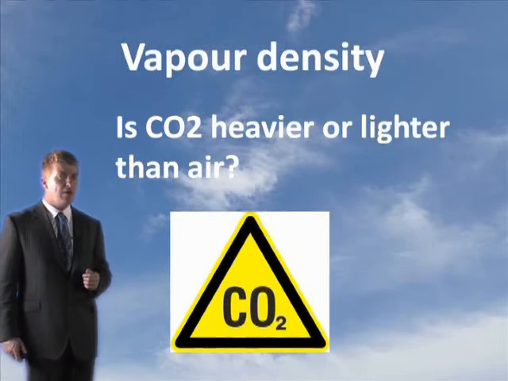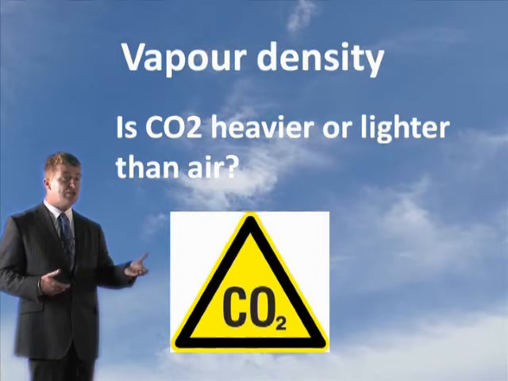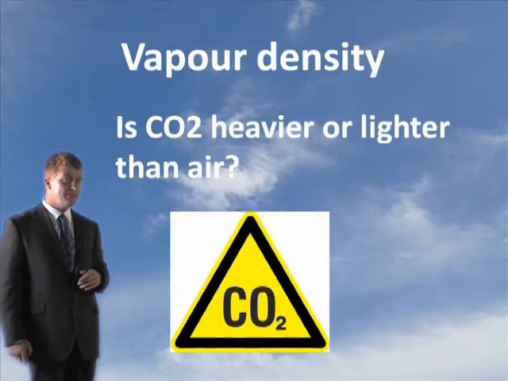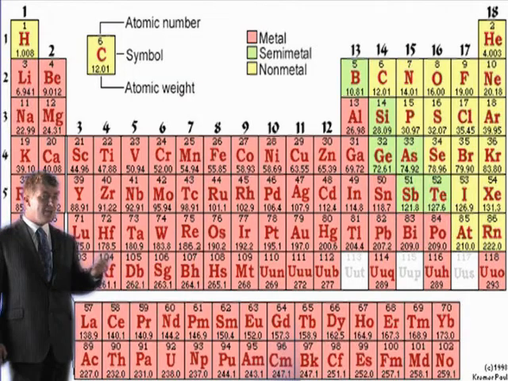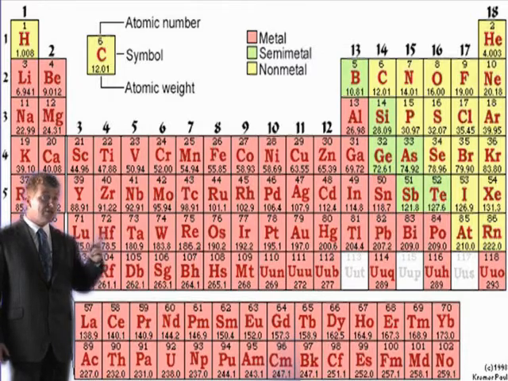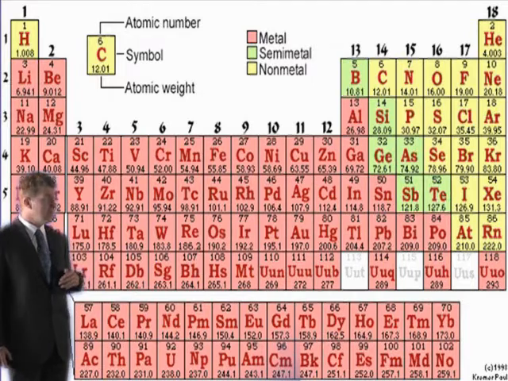CO2, is it heavier or lighter than air? If I set off a CO2 cylinder in here, is it going to settle high or is it going to settle low? Well, let's look. CO2, carbon is 12, oxygen is 16. So CO2 is 12 plus 16 plus 16, 44. CO2 is heavier than air and it will sink and it will collect down low. So CO2 is heavier.